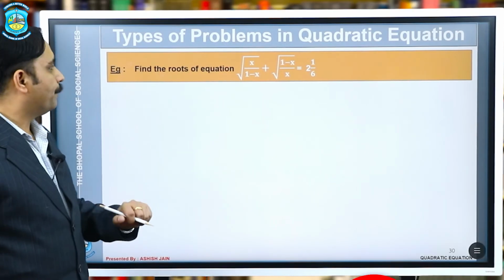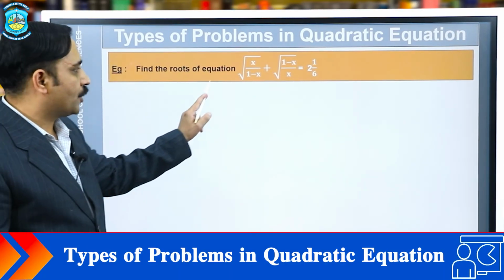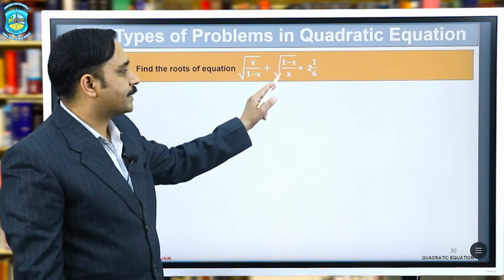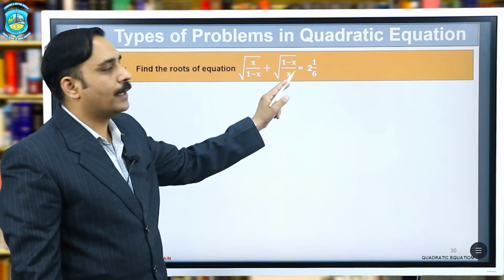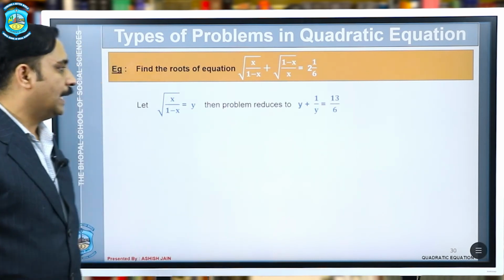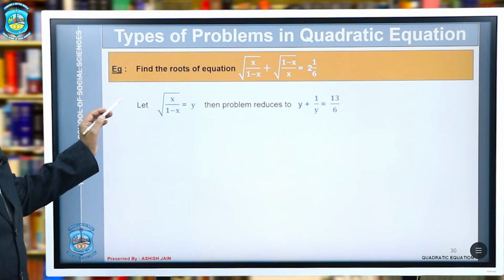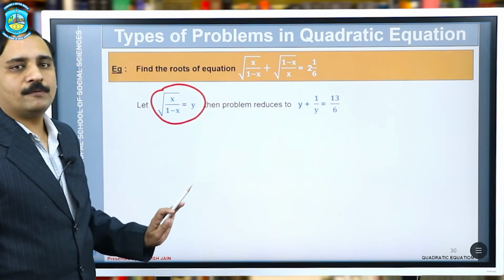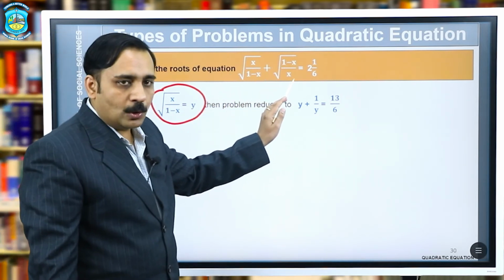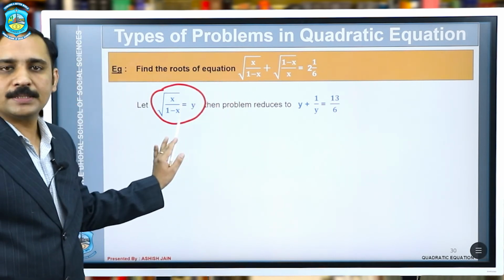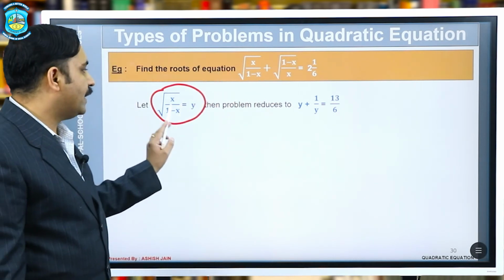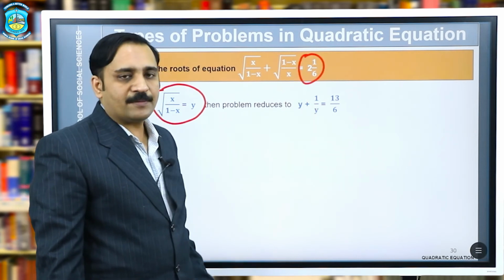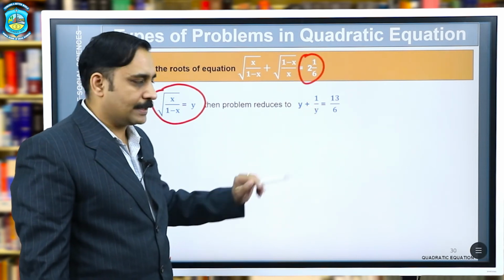Now the next problem. We have to find roots of this equation: under root of x upon (1 minus x) plus under root of (1 minus x) upon x, which is equal to 2 1 by 6. This is a mixed fraction. Let us see the solution. First we will substitute that let under root of x upon (1 minus x) is equal to y. If you look at this second term closely, this is nothing but the reciprocal of this, right? So we can say that we have y plus 1 upon y, and in place of this mixed fraction we can write 13 by 6.